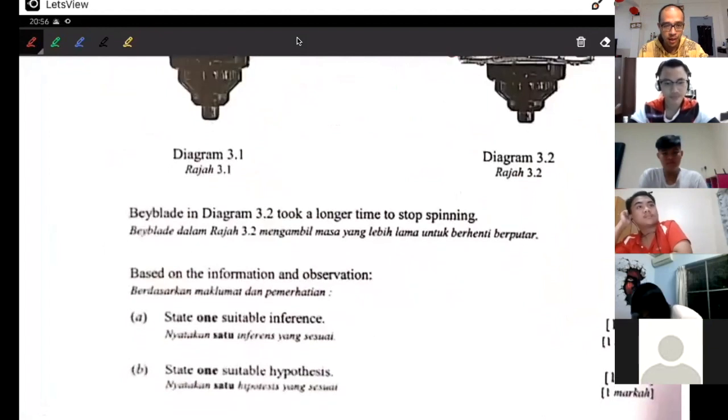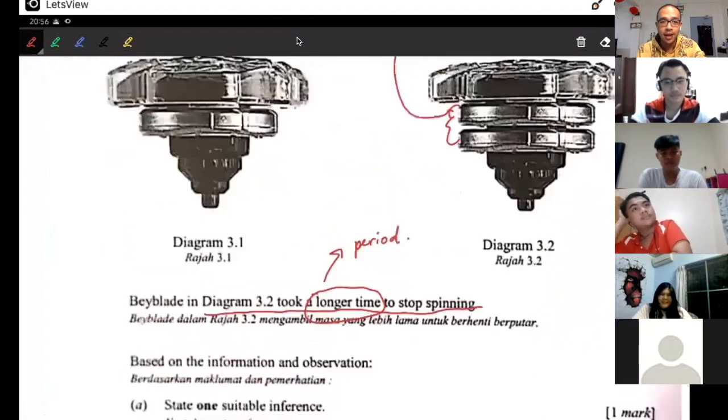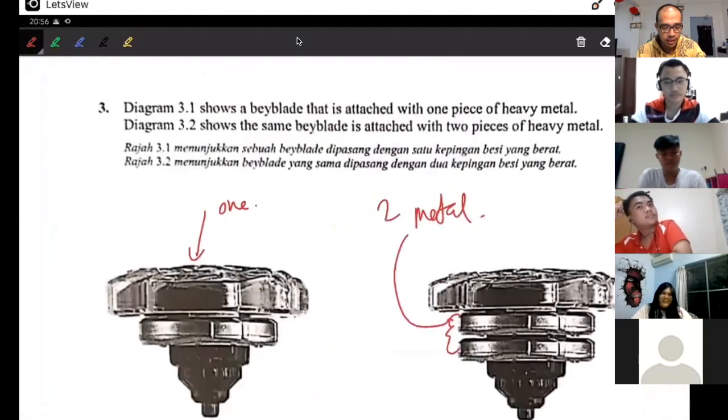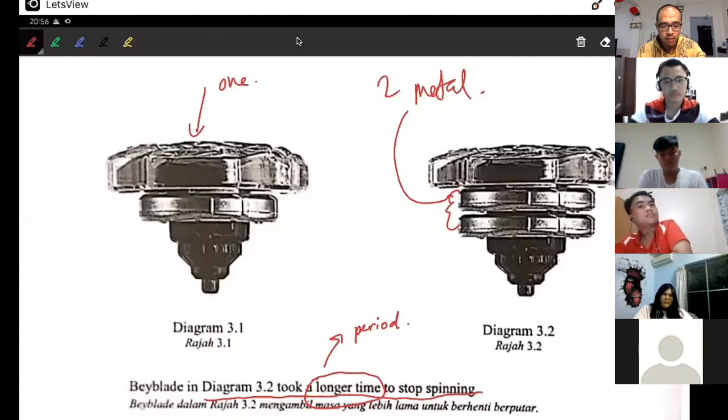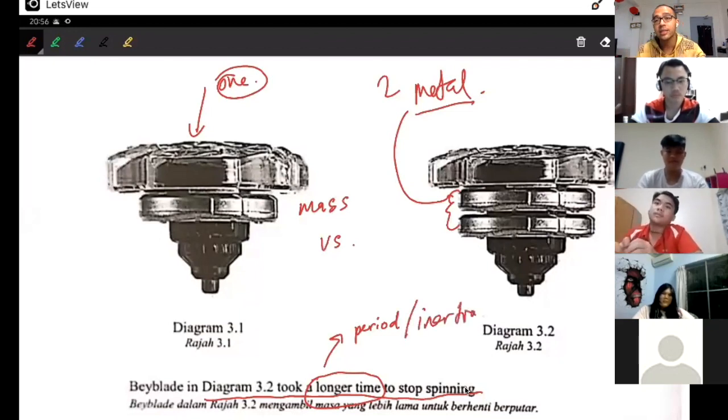It was found that 3.2 took a longer time to stop spinning. So whenever you see the word time, we are thinking about the word period. Time usually is period, the time interval. And since this is one metal and two metals, it looks like a mass versus period question. Is it mass versus period? Yeah, I think it's mass versus period. Or it can also be mass versus inertia. And actually this is the mass versus inertia experiment.